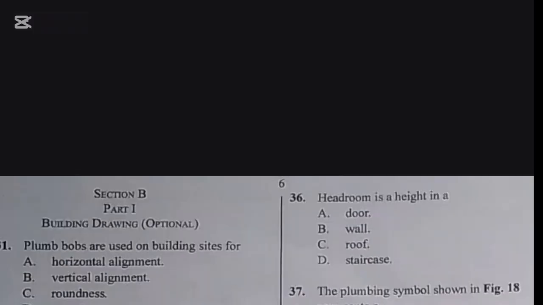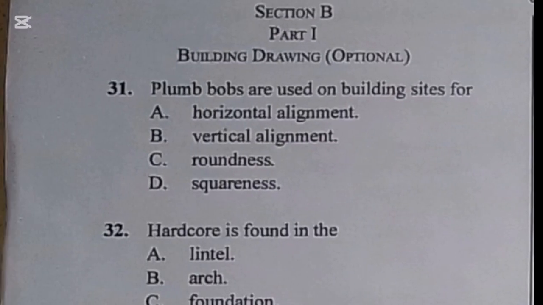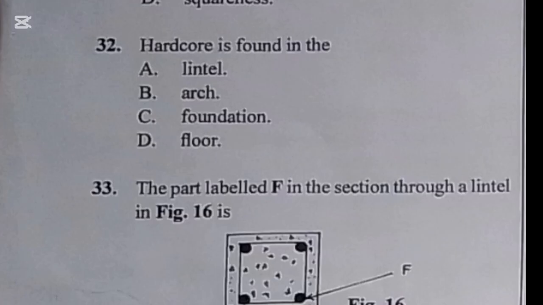Now, plumb bobs are used on building sites for A, horizontal alignment, B, vertical alignment. The correct answer is B, vertical alignment. Question 32. Hardcore is usually found in the foundation when we are laying the foundation. That is where we have the hardcore. The correct answer there is C, in the foundation.